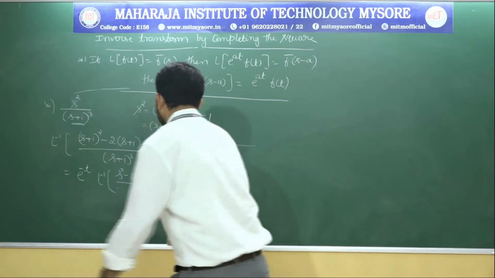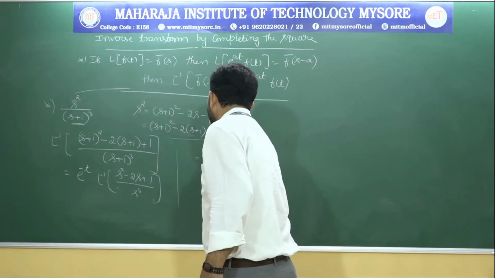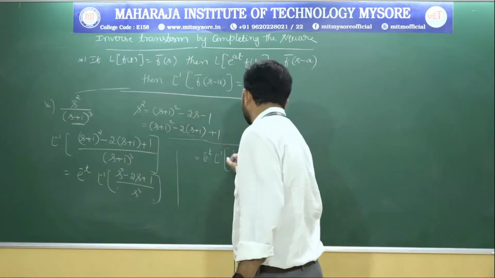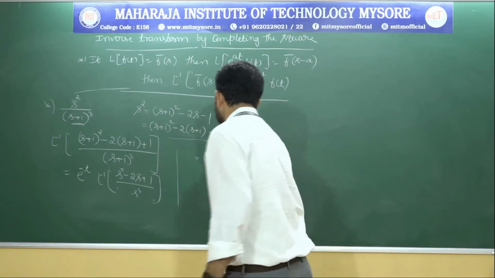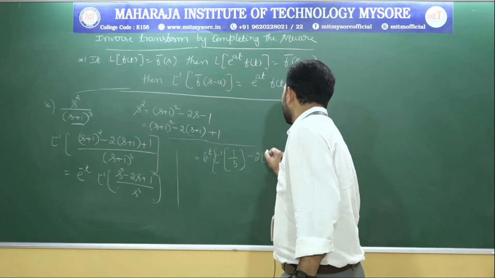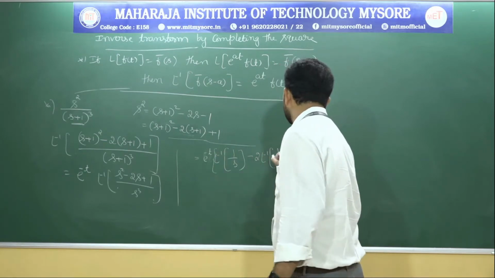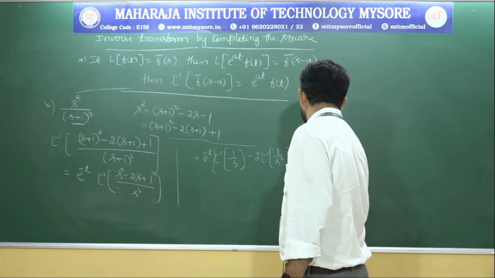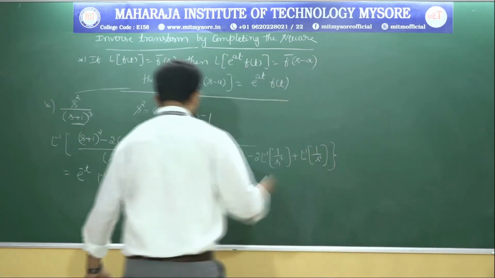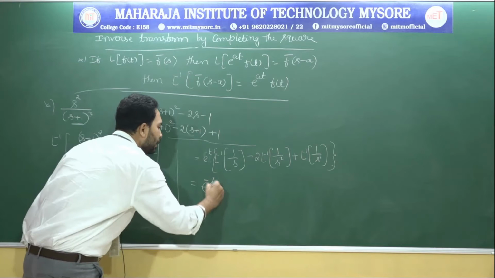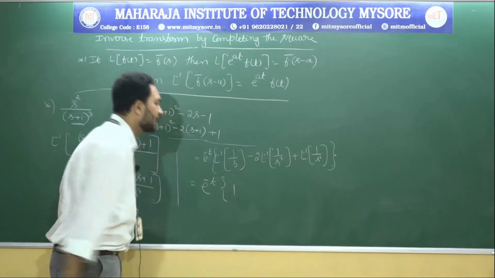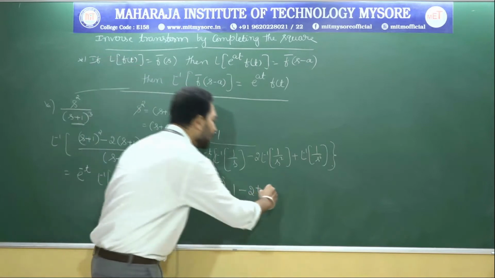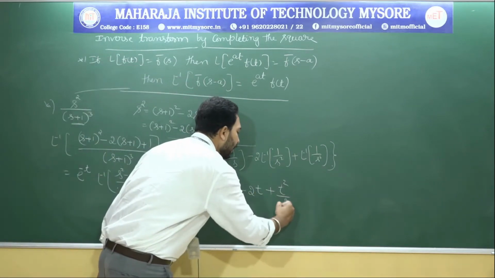It is nothing but e power minus t into L inverse of s square divided by s cube, that is 1 by s, minus 2 into L inverse of s divided by s cube, that is 1 over s square, plus L inverse of 1 over s cube. So finally the result is e power minus t into [L inverse of 1 by s, which is 1, minus 2 into L inverse of 1 over s square, which is 2t, plus L inverse of 1 over s cube, which is t square by 2].